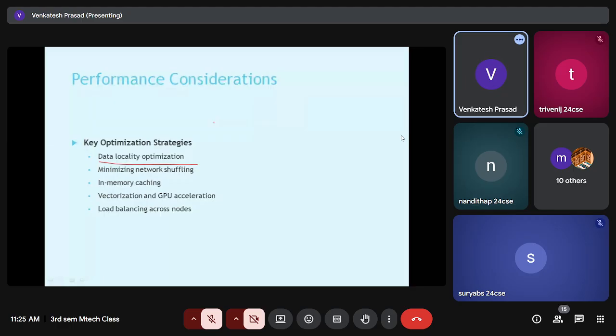Okay, then network shuffling, because in the distributed structure network is involved. Nothing is local in a distributed system. So you have to bring in the data and make it local to the server. So you need to use network bandwidth a lot, and so shuffling should be minimized. You should not be taking the data back and forth. Okay, should reduce that shuffling.